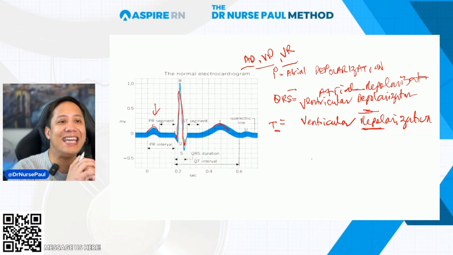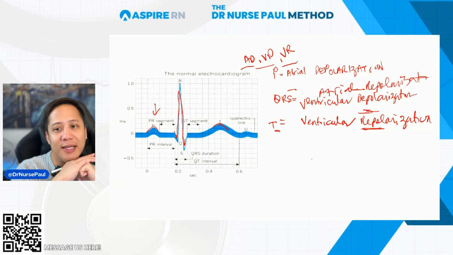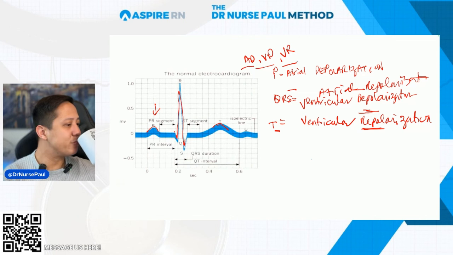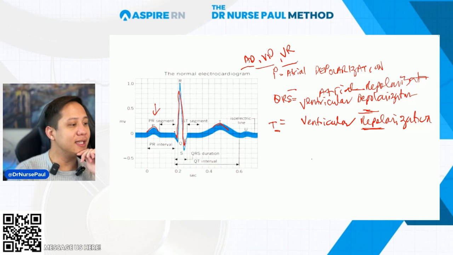T as in tango. T as in tango, ventricular repolarization. All right? How about QRS?